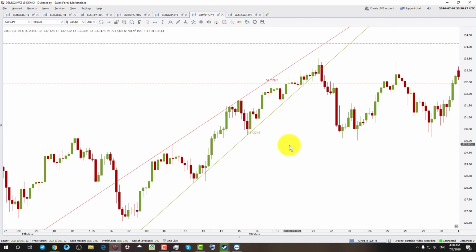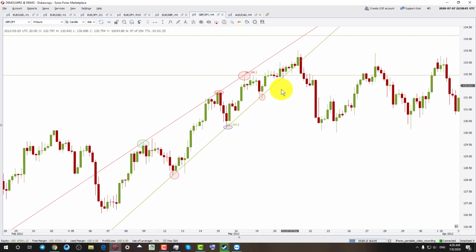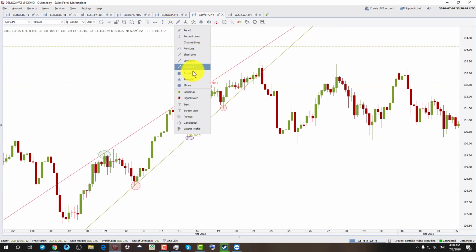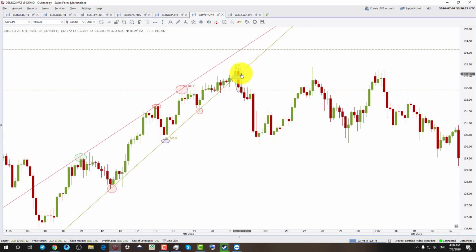The first example is from the GBP JPY. You see that this was the first high, followed by the second high, or you can say this was actually the high. This is the third high. In the same way, this one is the low, then the second low, and the third low. The pattern eventually broke in this particular candle.